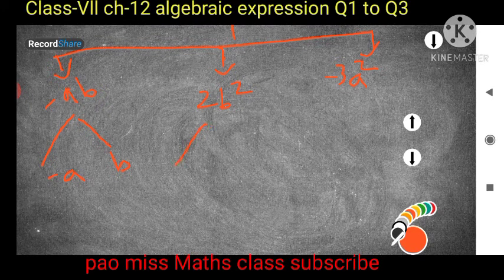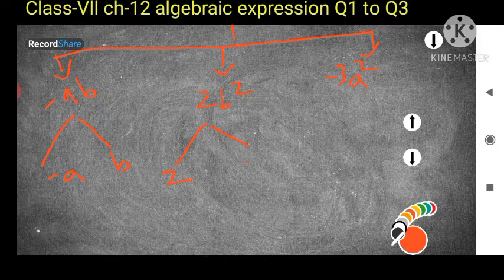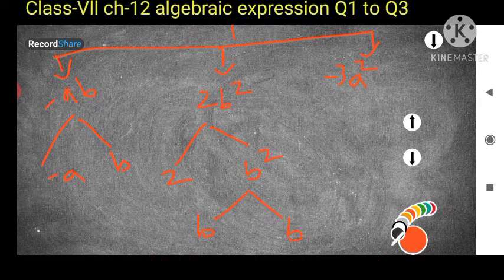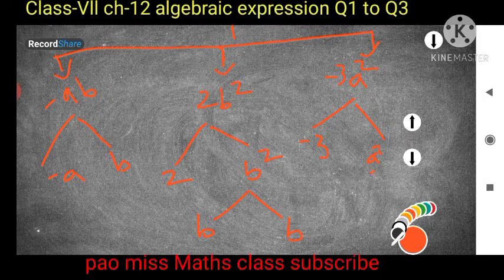Now the factor of 2B square will be 2 and B square, isn't it? Now again the factor of B square we can write as B into B. Okay, now for the next one, what is the factor here? Minus 3 and A square. Now again A square can be written as A into A.